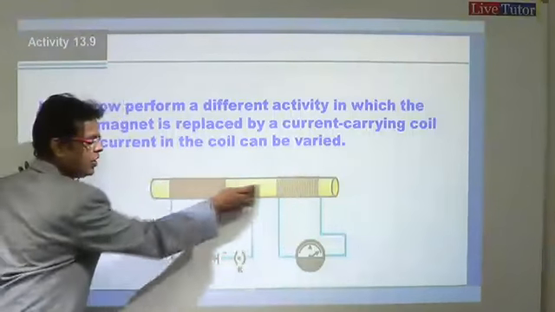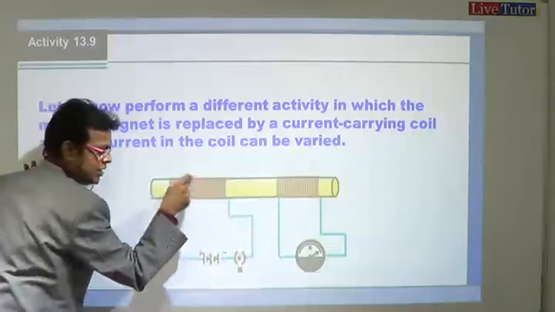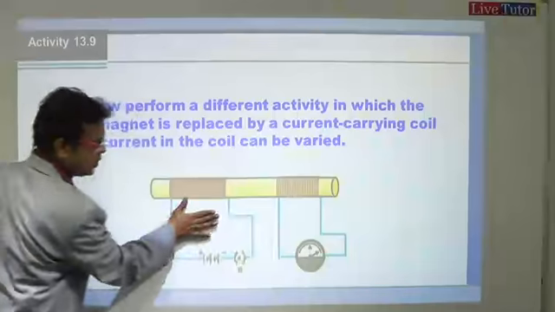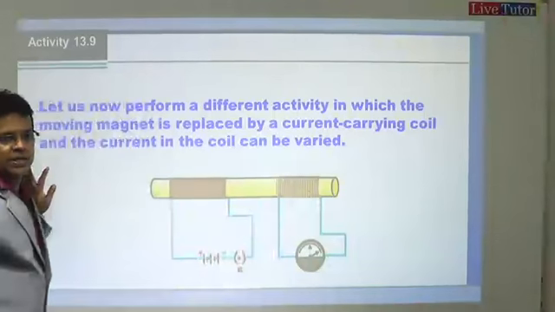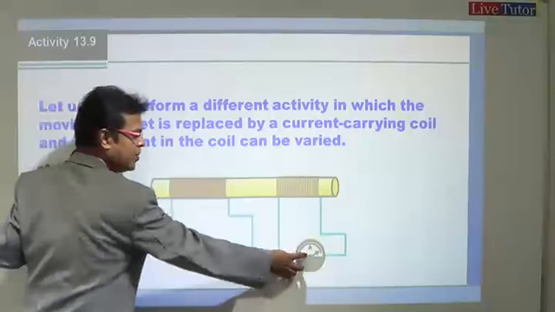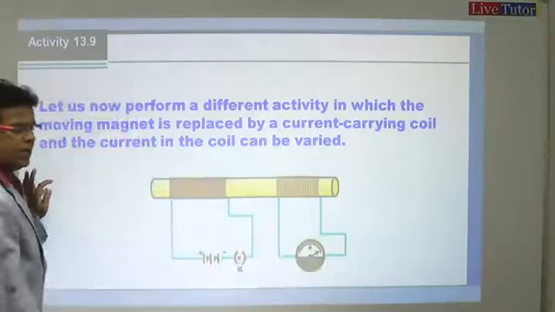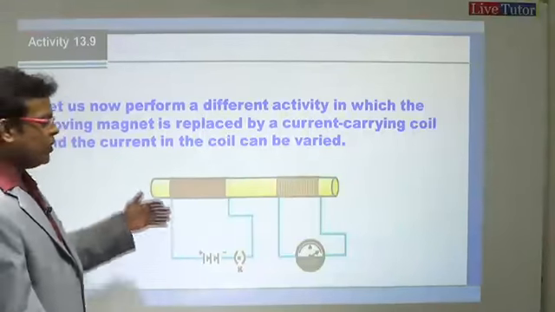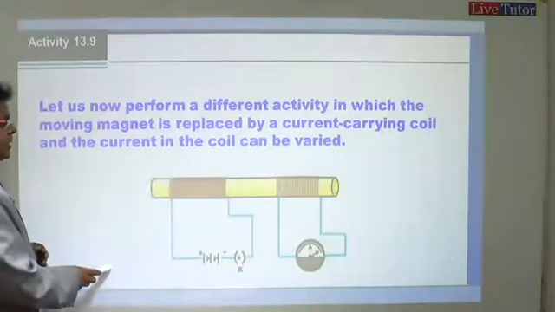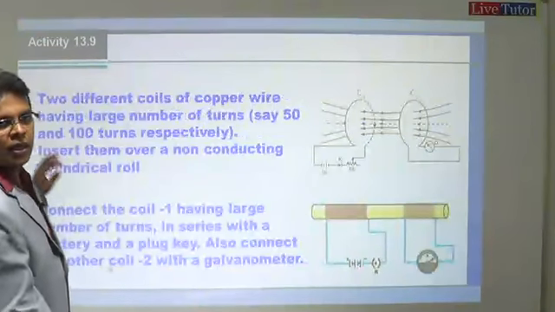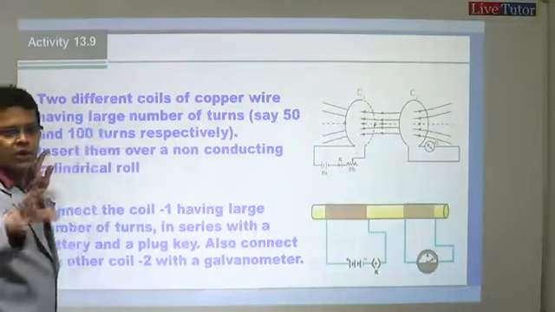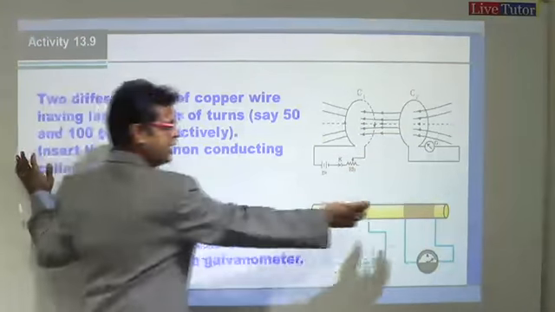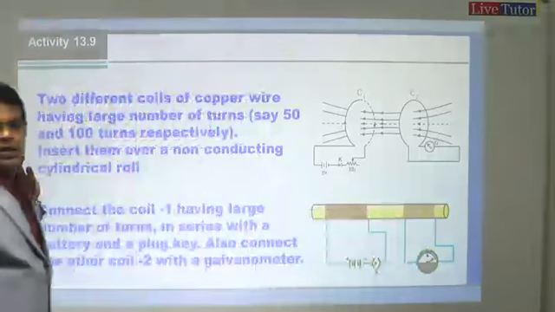This is what we say: without any contact, the change in this magnetic field will produce current in this coil. Now you can see that both the coils are detached, they are not attached, and the galvanometer is attached in the second coil only. And here we have got a battery and a plug key. Using this, you are going to understand the concept of electromagnetic induction. And these 2 coils have a different number of turns. Say for example, here we have taken 50 and here it is 100 turns.